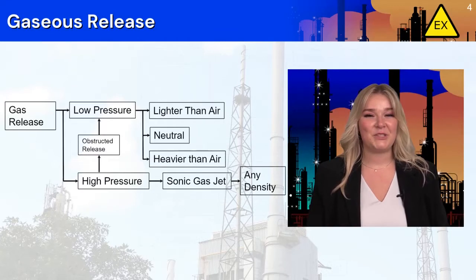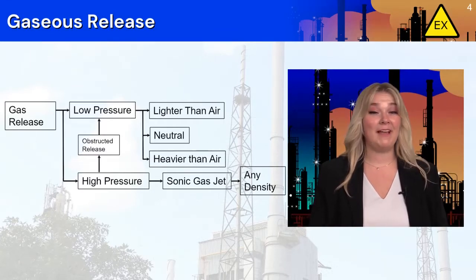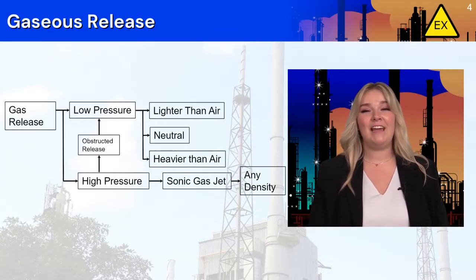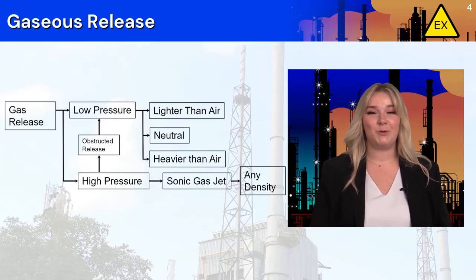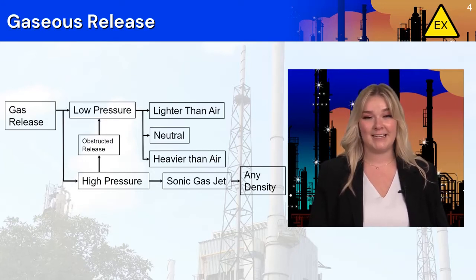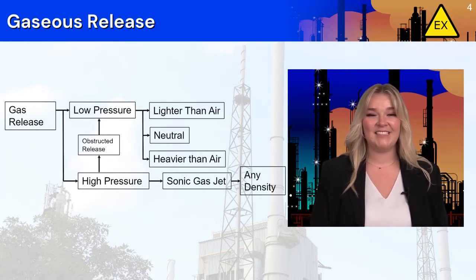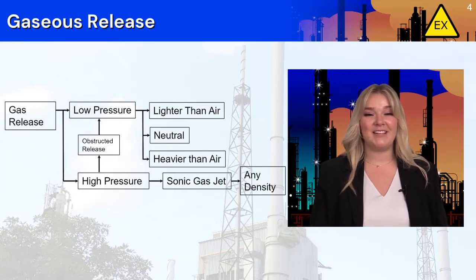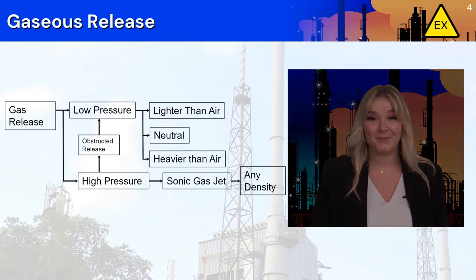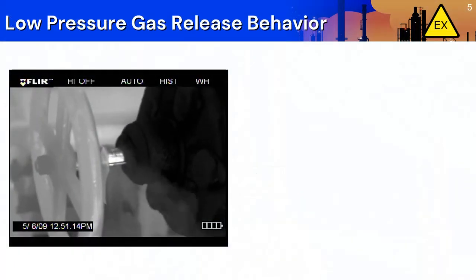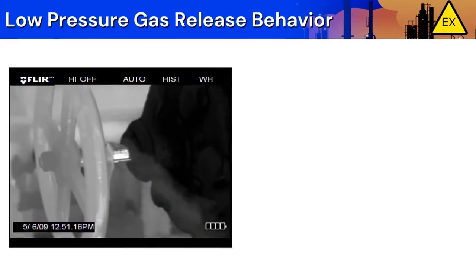A gas release will have different characteristics depending on the pressure. The behavior of low-pressure releases will be influenced by the vapor density and may be lighter or heavier than air. Some materials with neutral vapor densities can behave like both. Here we see a low-pressure release from a valve stem. Note the direction of the release.